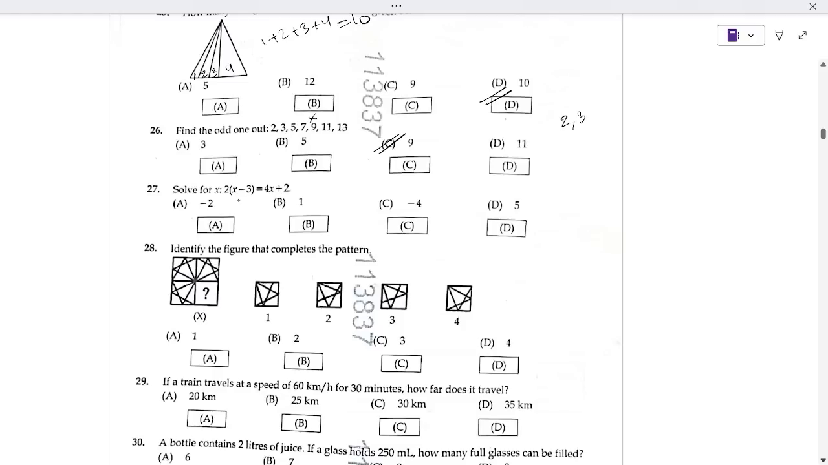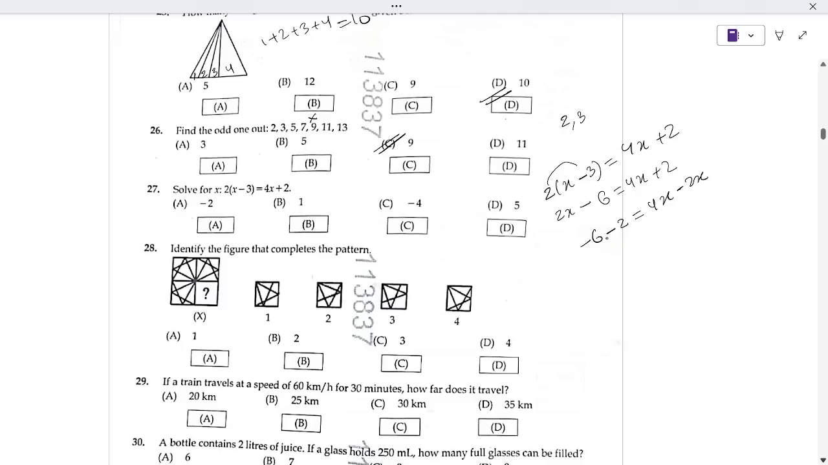They're asking us to find x. So here 2 bracket x minus 3 is equal to 4x plus 2. So here we open the bracket, 2 into x will give us 2x minus 2 3s are 6 is equal to 4x plus 2. Then you keep constants on one side and variables on the other side. So here minus 6, plus 2 will give minus 2x, 4x, and 2x moves to give minus 2x.